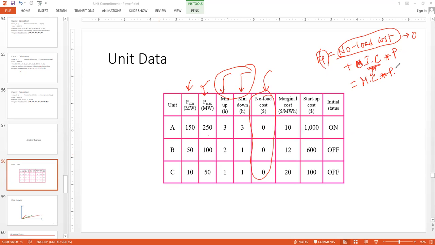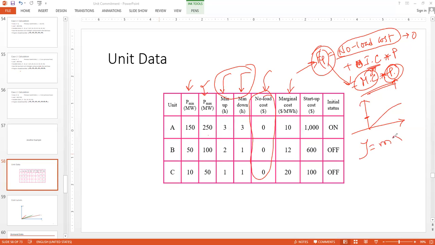the production. So if you know how much production each of your units is going to make, and you know the marginal cost, you simply multiply with that, and that should give you the cost function, that is the production cost. This is the fuel cost function, simply a straight line through the origin. There is no intercept here. So we can say y equals mx instead of y equals mx plus c.